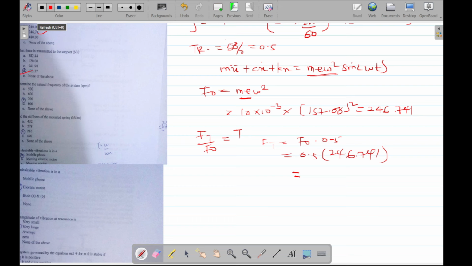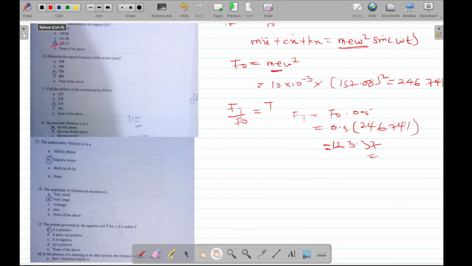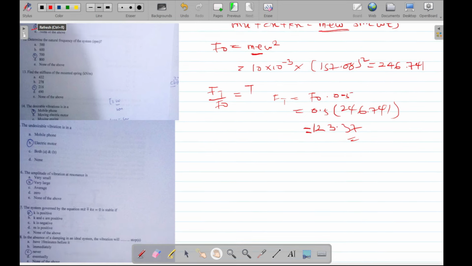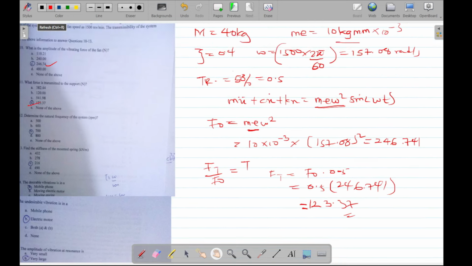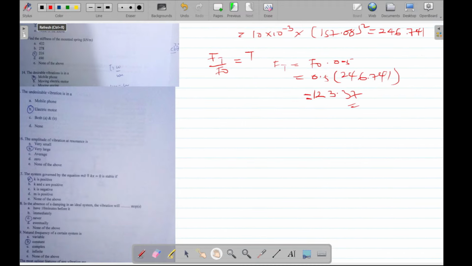All right, so that is this here, 123.37. Okay, the next is to determine the natural frequency of the system. We need to find omega n. We know omega, the operating frequency. We don't know omega n, but we know tau is equal to omega over omega n, where this is the frequency ratio. Now, what can help us to get this tau?